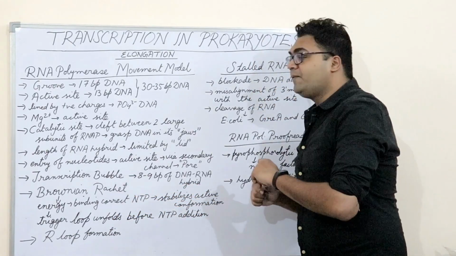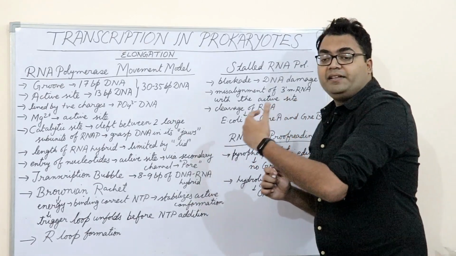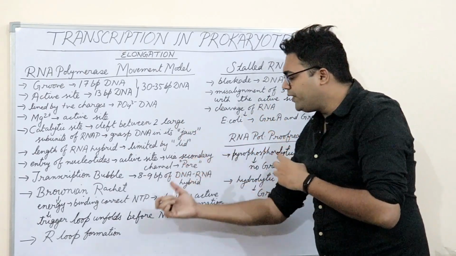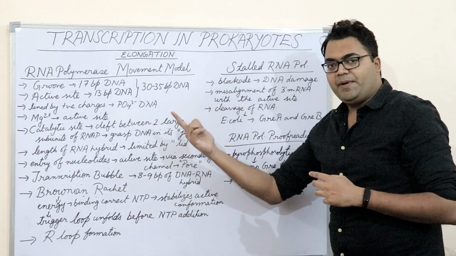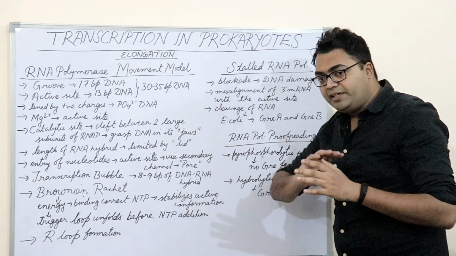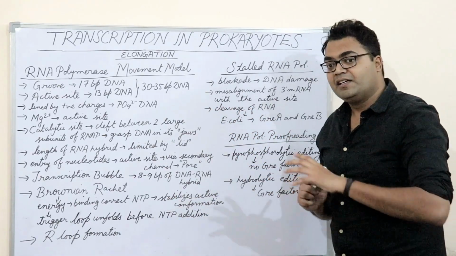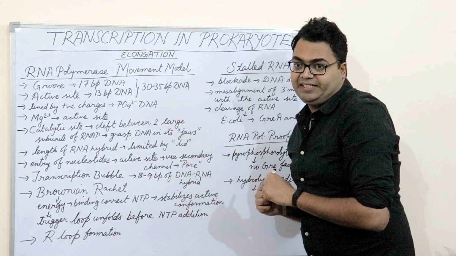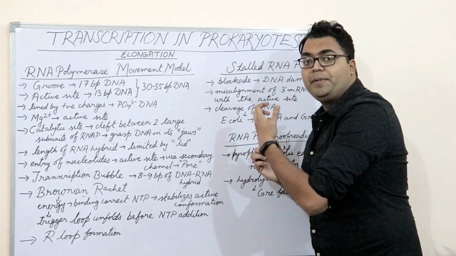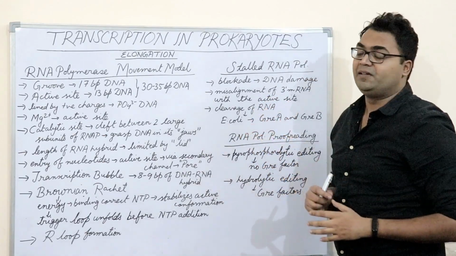R loop is nothing but you have loops in the nascent mRNA, a triple stranded structure where the nascent mRNA binds with the template strand, and you leave the non-template DNA strand. So that's a pretty detrimental state. So you don't want R loop formation if you want the genome integrity to be completely stable.